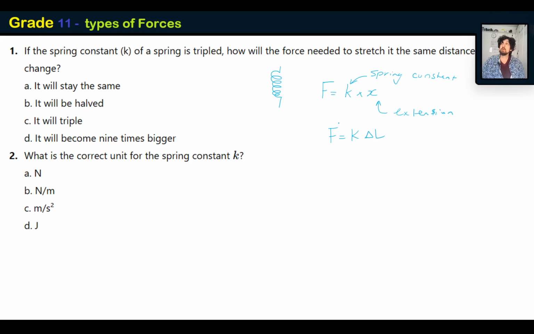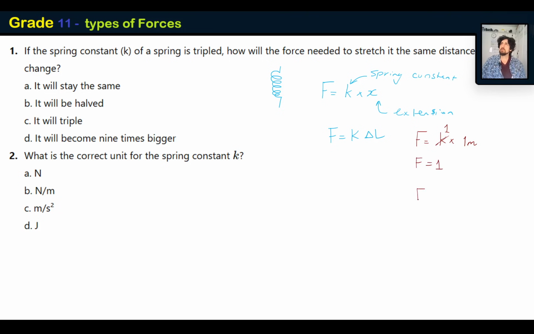So what's going to happen to the force needed to stretch the same distance if the spring constant is tripled? That's what it's saying. X or delta L stays the same, and we triple K. What will happen? Well, let's put some numbers in. If you're not sure, always put some numbers in. Force equals K multiplied by delta L, and I'm going to put 1 meter over here. If I make K 1, and that's just a number I came up with, the force is going to be 1.